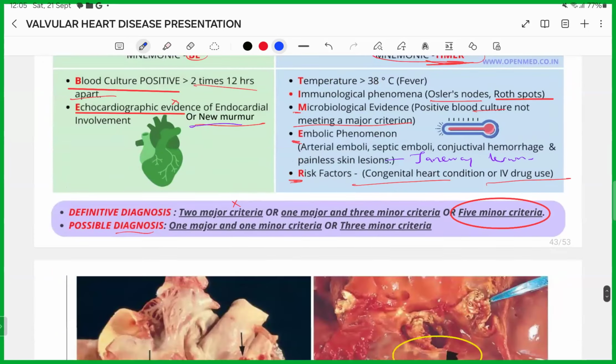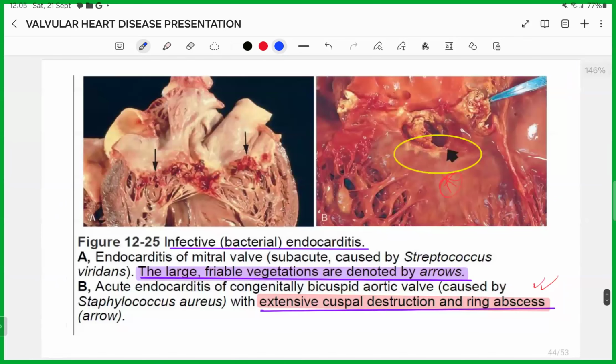So this is what it looks like on gross pathology. You can see how this valve has been damaged. We saw what a healthy valve looks like.